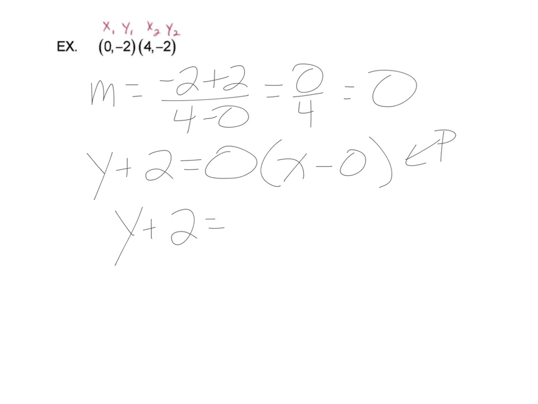This was point slope, by the way. Now I'm going for slope-intercept. On the right side, 0 times everything would just be 0. And I need the y by itself. So I just have y equals negative 2. I don't have any x's left, and we'll talk about that in just a minute.